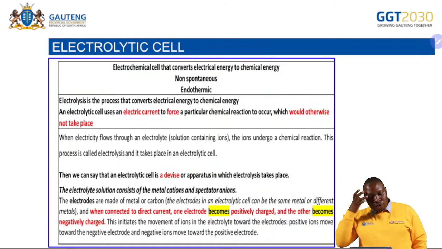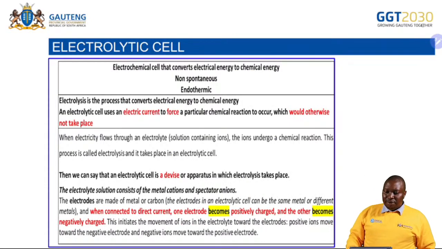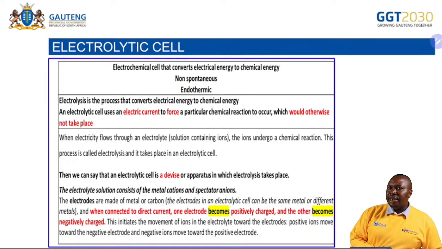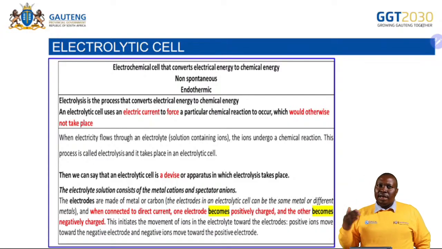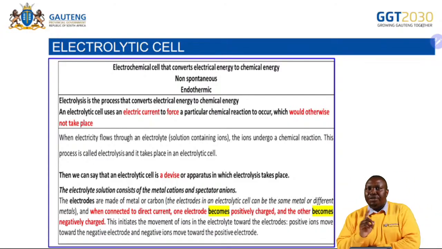Now we're going to talk electrolytic cell. Remember, electrolytic cell, we said is non-spontaneous, and we said is endothermic because we're going to add electrical energy. Remember, we said anode is a negative electrode, cathode is a positive electrode. Here, because we are using electricity, that changes. We say we have a positive anode. So the anode becomes positive and the cathode becomes negative because of the electrical energy.